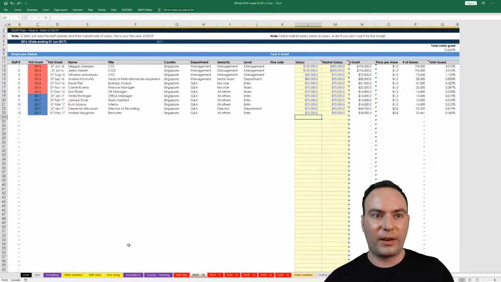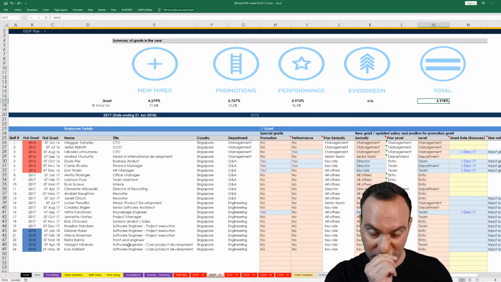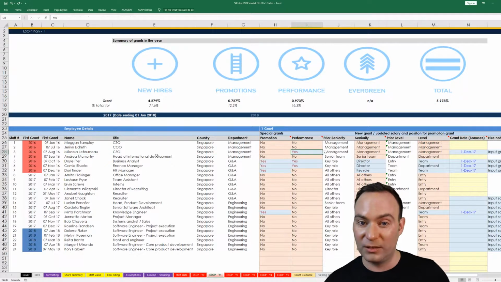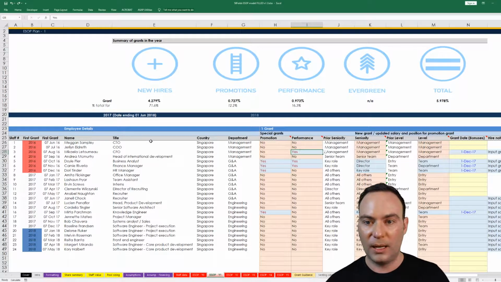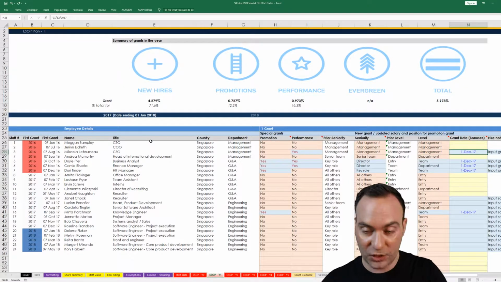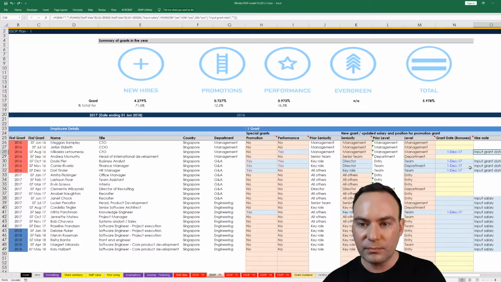So we're going to go to the next year of the ESOP. And we'll say, right, Megan's been doing okay. Whereas Michaela did well, she's going to get a performance grant this year. She's actually already a manager, so she's staying at that rate. The grant date for this sheet should always be the same number. It's going to be the 1st of December 2017. The hiring note says input grant date.